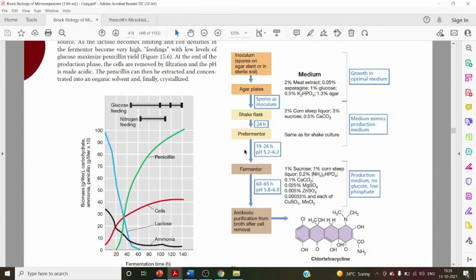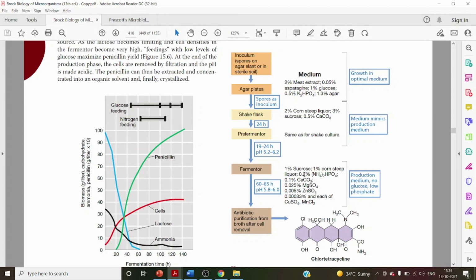Now this process is scaled up to the large scale fermenter. After the pre-fermenter, the cells are inoculated in this medium in large fermenters for 60 to 65 hours. The fermentation process here takes place for 60 to 65 hours and pH is maintained from 5.8 to 6.0.